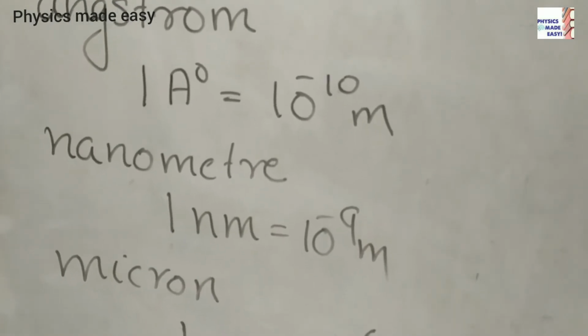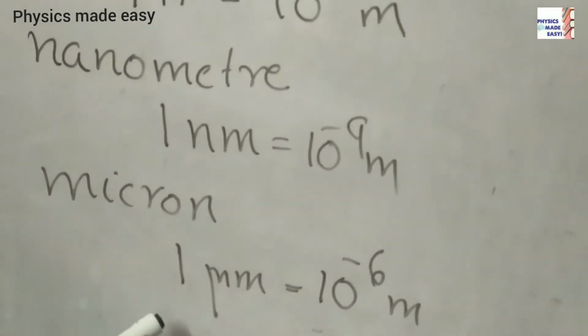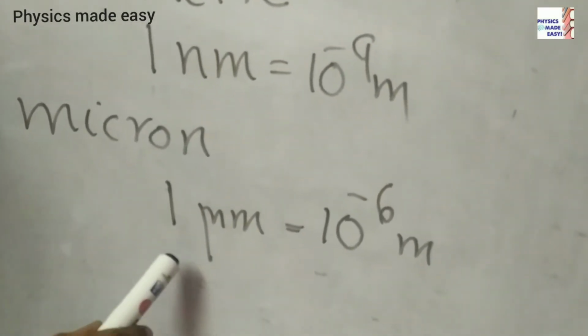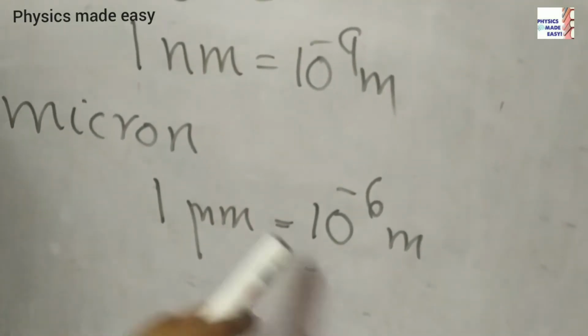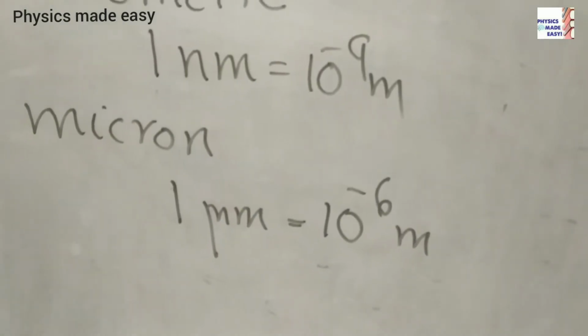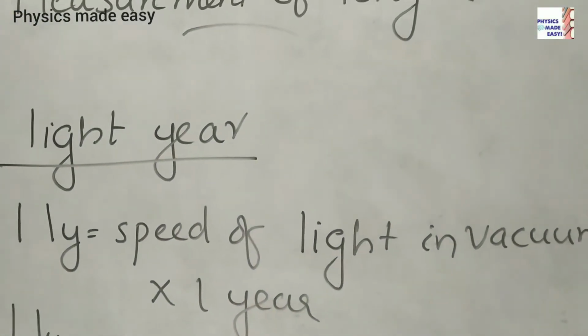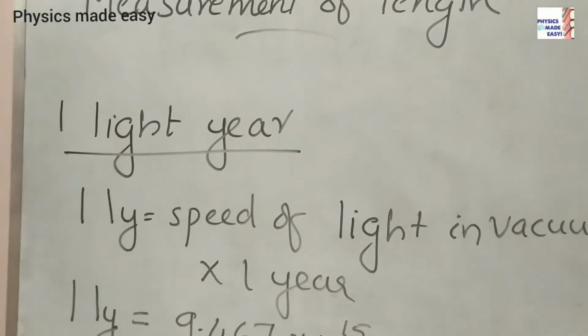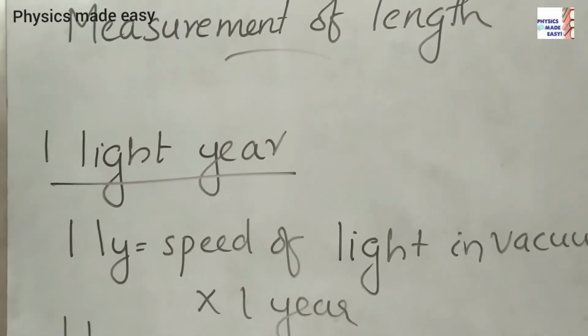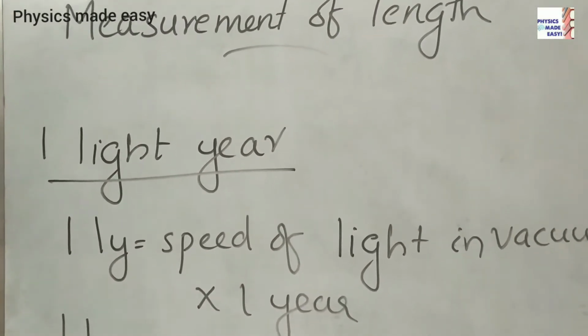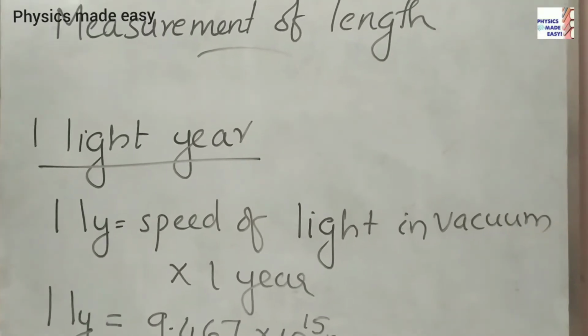Then the next one is micron. Micron we can call as micrometer. 1 micrometer is equal to 10 raised to minus 6 meter. Let us see some practical units for measuring large distances. First one is light year. Light year is the distance travelled by light in vacuum in 1 year.